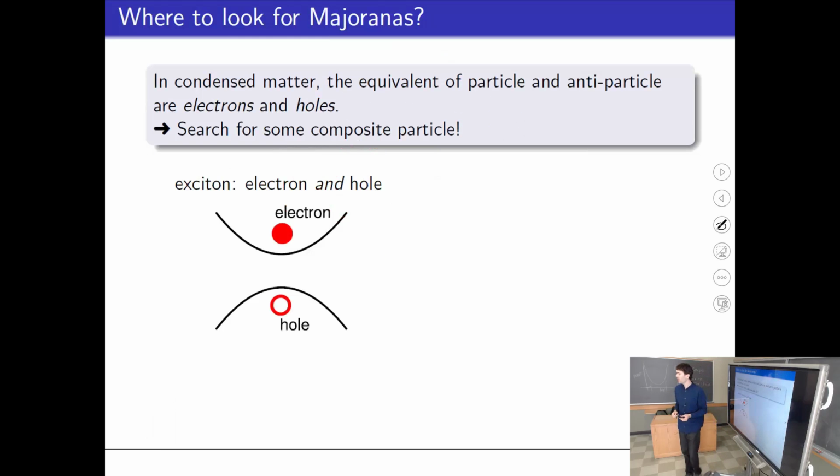Now, where to look for them in solids? So we need to look for something which has a wave function of a particle plus a wave function of a hole.